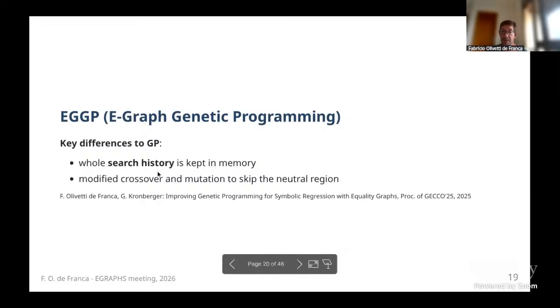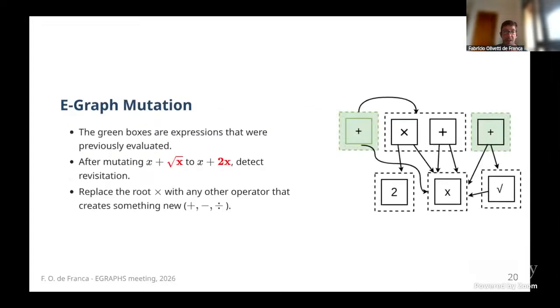And using this eGraph, we propose a modified crossover and mutation that can enforce the generation of a unique solution, a solution that was never visited before. And the way we do it is something like this. Let's say we have this E-graph. The things in green are the roots of the expressions that we actually evaluated.